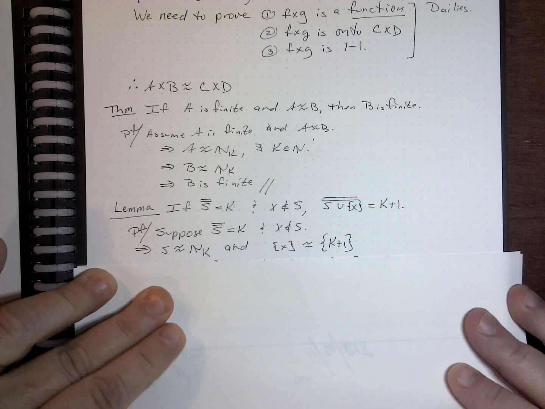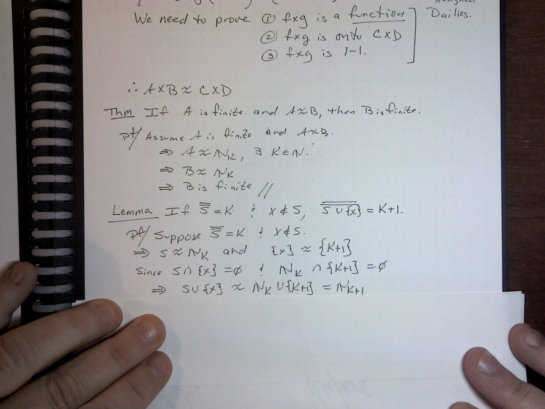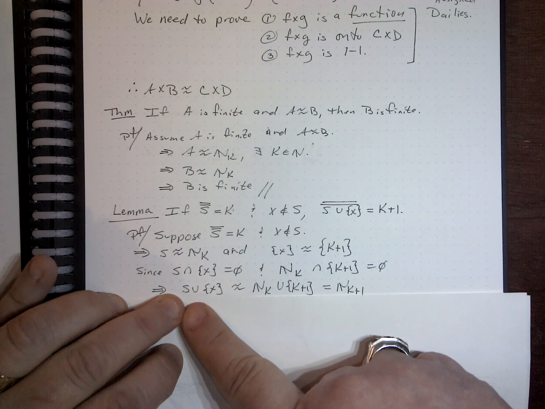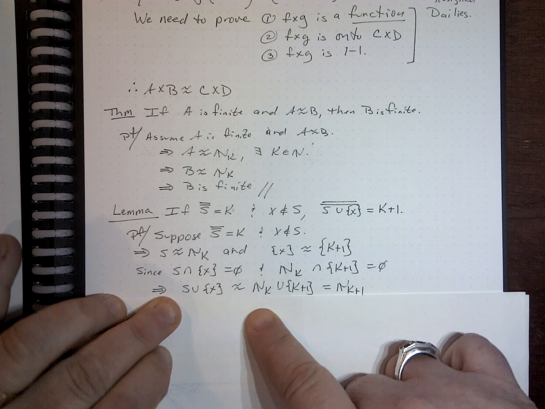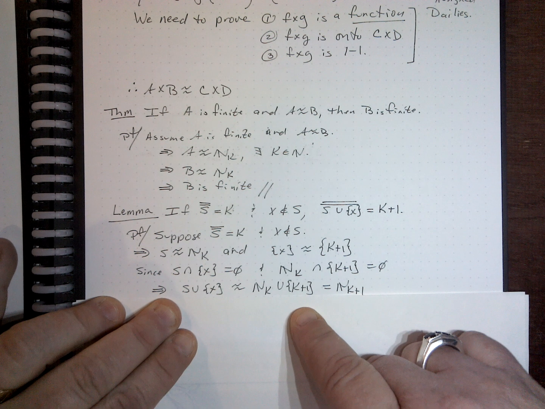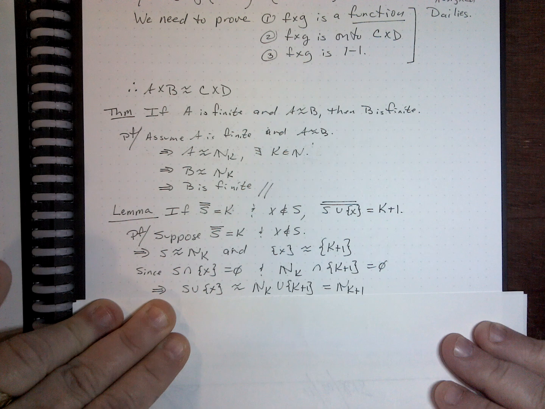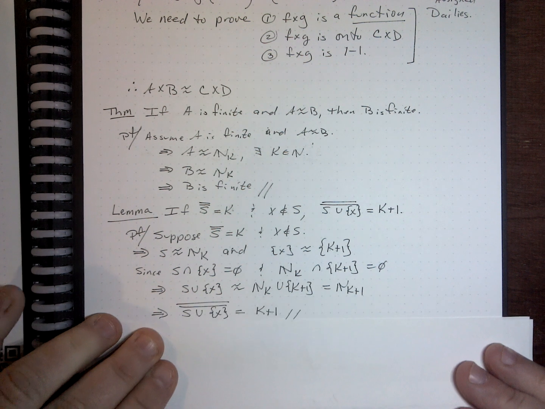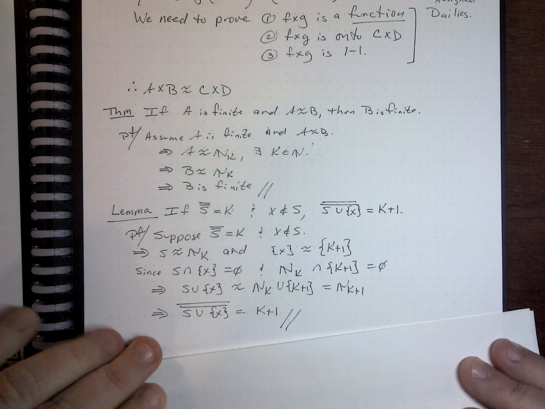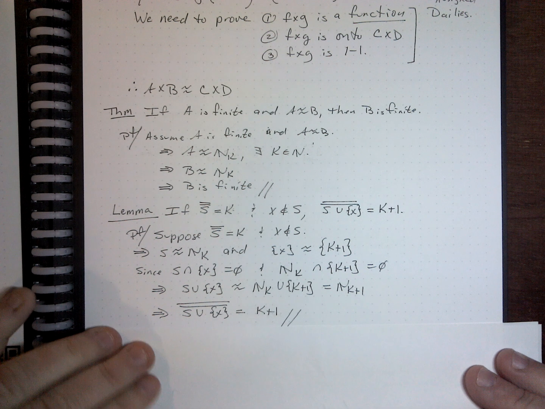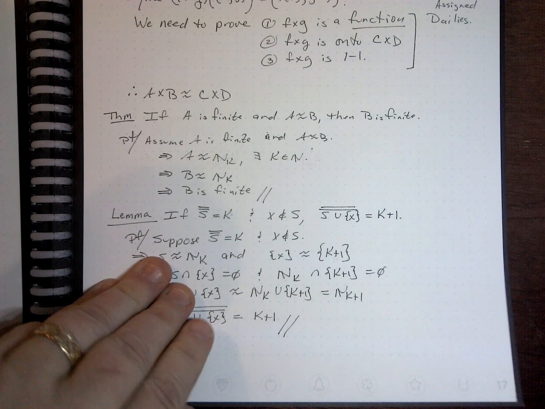So I'm going to use that first theorem to be able to say that S union the set containing x is equivalent to n sub k union the set containing k plus 1, which is just n sub k plus 1. Therefore, the cardinality of S union the set containing x is k plus 1. This is a whole lot easier way of proving it than whatever they did in the book.